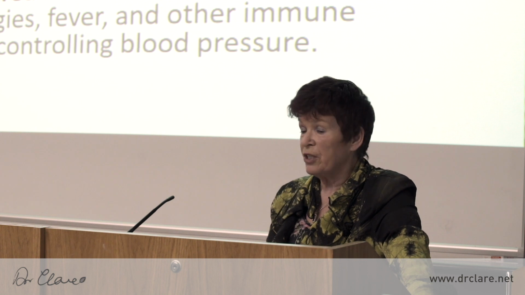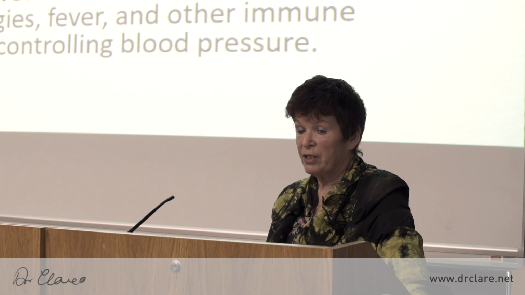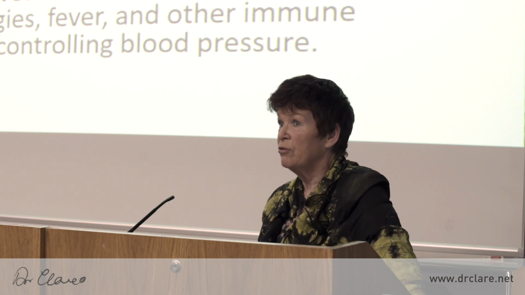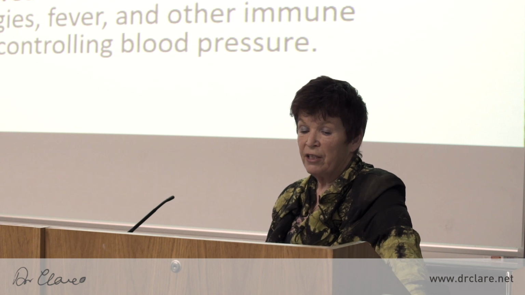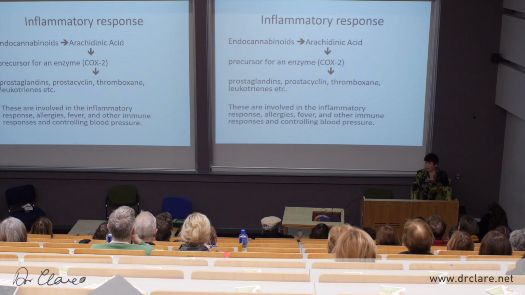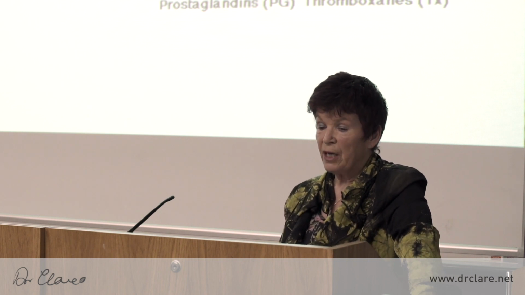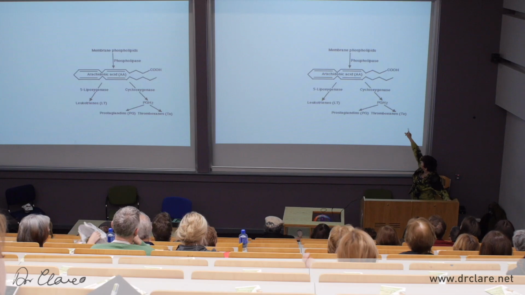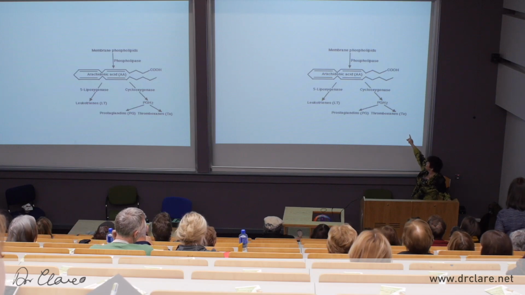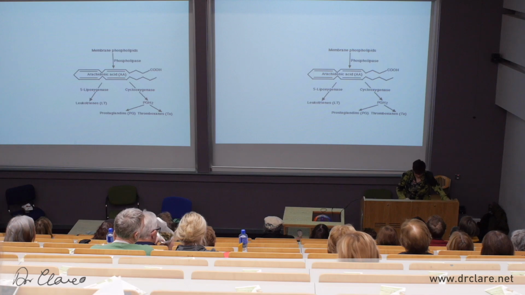There's a COX-2 precursor of the inflammatory response. I don't know how many of you are familiar with things like prostaglandins, prostacyclin, thromboxane, leukotrienes. These are all involved in the inflammatory response for allergies, fever, and other immune responses, and also for controlling blood pressure. So, bioregulation of just about everything. This just shows you the pathways. This is the COX-2. See the cyclooxygenase? That's what's blocked. And if you block that, it affects the prostaglandins and the thromboxanes, etc. And the link is with the arachidonic acid.